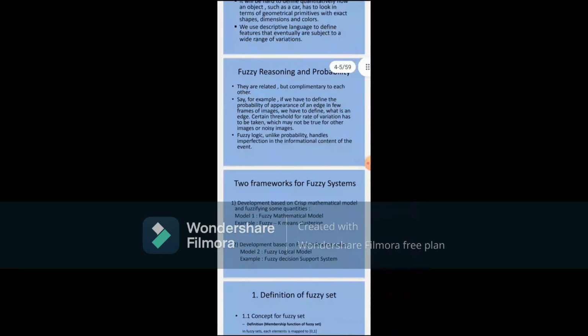Two frameworks for fuzzy systems. Number 1, development based on a crisp mathematical model and fuzzifying some quantities. Model 1, fuzzy mathematical model. Example: fuzzy k-means clustering. Number 2, development based on fuzzy inference rules. Model 2, fuzzy logical model. Example: fuzzy decision support system.